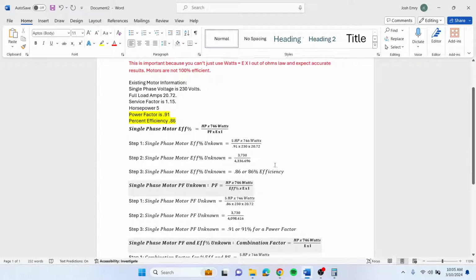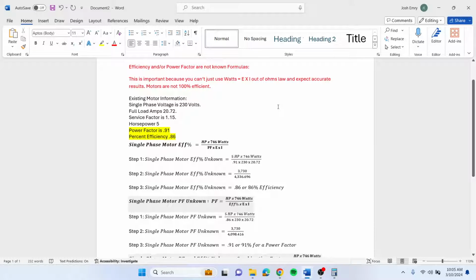The reason that is important is because you can't just use Ohm's law and try to figure out your watts equals E times I and then expect accurate results, because motors are not 100% efficient. So you need to know what the power factor is and what the efficiency is in order to get a proper horsepower rating of that motor when it's operating.